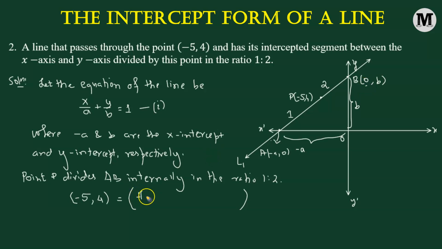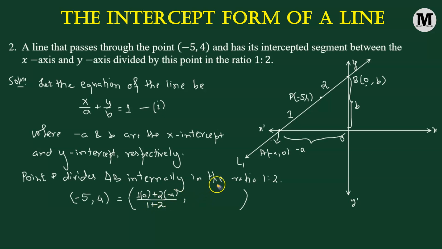So we have 1 multiplied to 0. This is going to get added to, we'll consider the value 2. This is going to get multiplied to the x coordinate of point A. So we have 2 multiplied to negative a, whole divided by the sum of the ratios. So that's 1 plus 2.